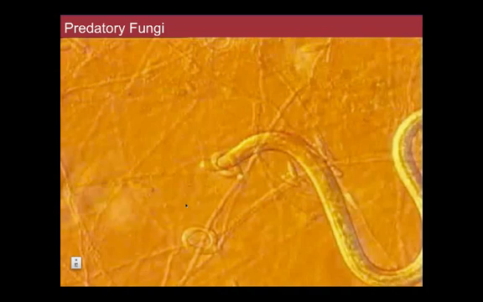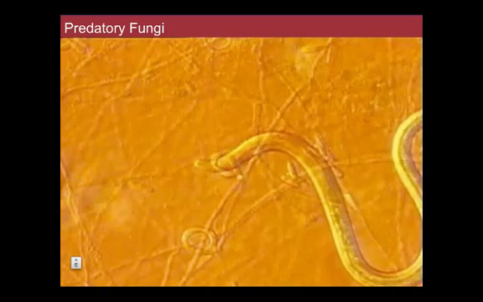I just thought I would show you one of the coolest, sort of most unexpected things that a fungus can do. So this is a video of a fungal species that is predatory, and it captures nematodes, small worms, with a loop of its hyphae that we'll talk about in a minute, and then digests the worm.